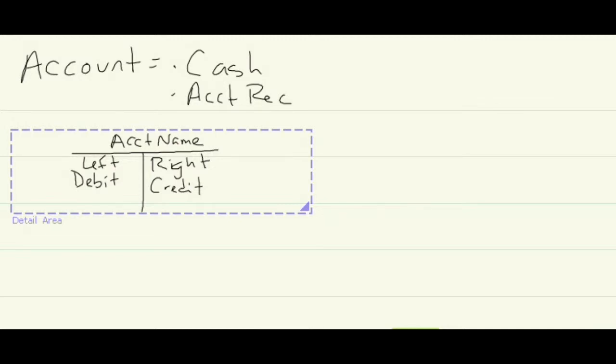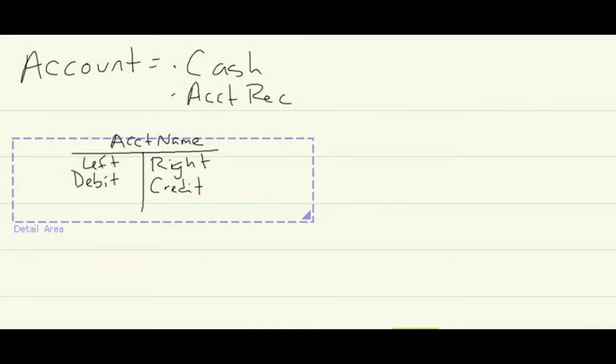There are some abbreviations that will probably be helpful for you. Credit is abbreviated as CR. So CR is the abbreviation for credit, and debit doesn't make any sense, but it's DR. So debit is abbreviated with DR. If you see me write down DR cash, that means we're debiting cash, debiting the account of cash.